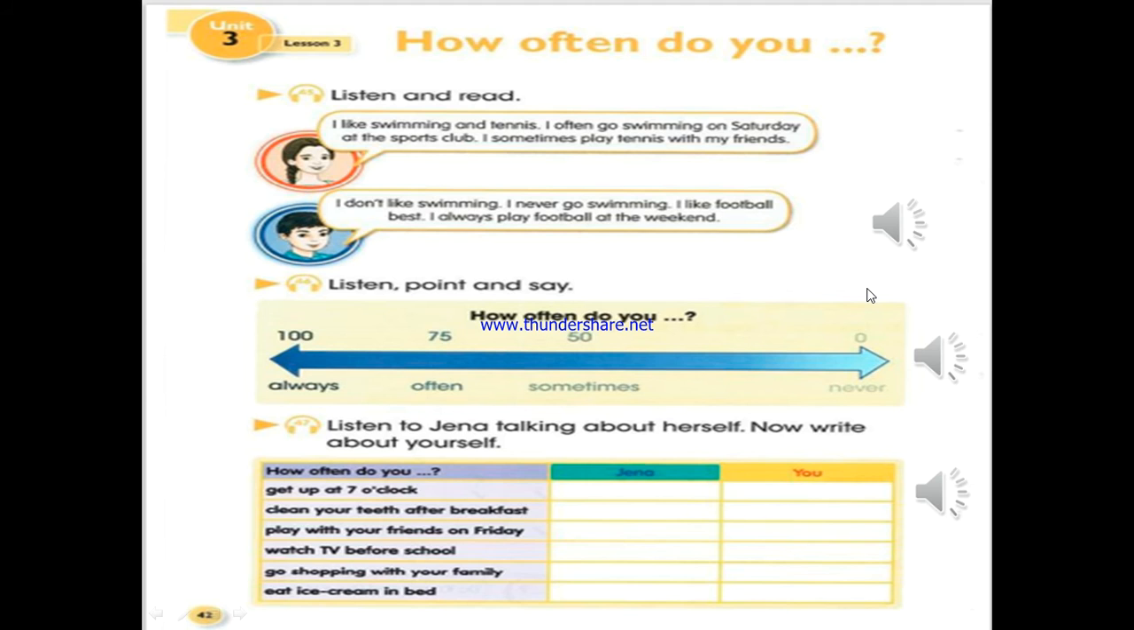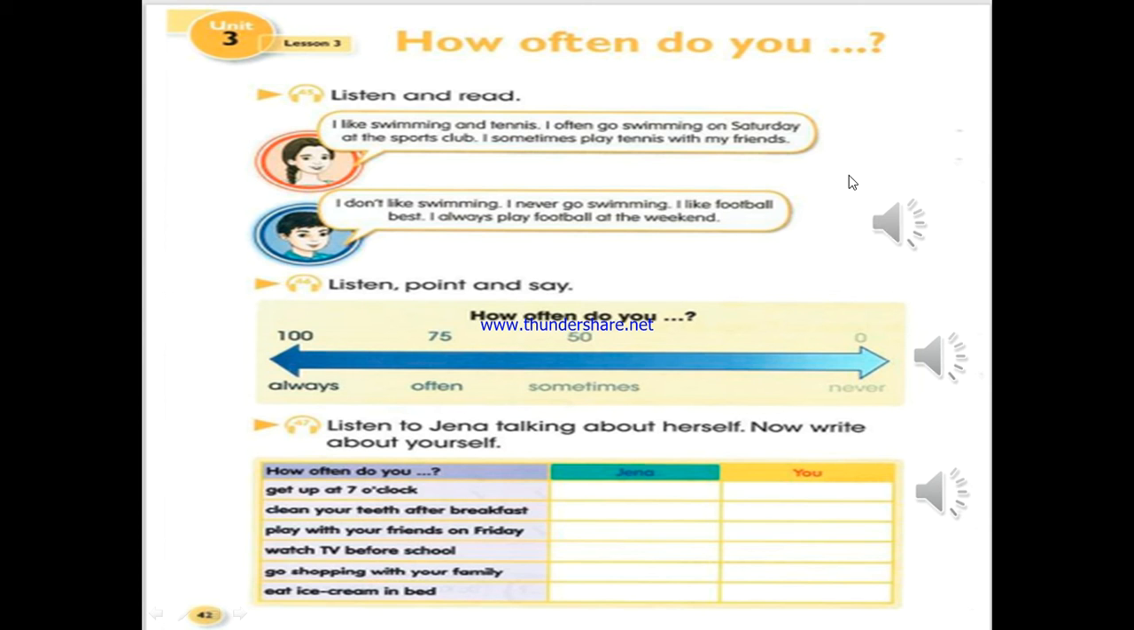Now we go to open your books please with me and go to Unit 3 Lesson 3 page 42. Unit 3 Lesson 3 page 42. Listen and read. Okay?